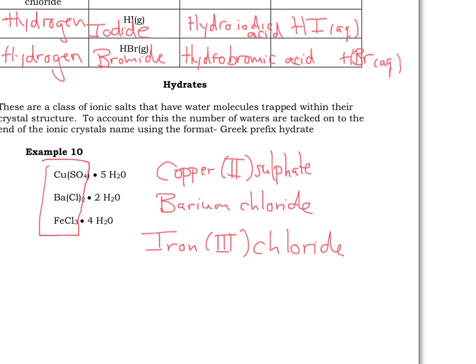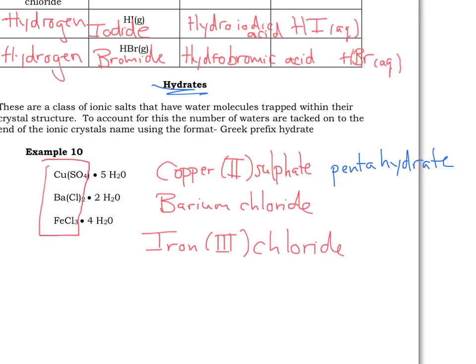Now I've already told you that these are called hydrates. What we're going to do now is account for the 5 waters. So we're going to use the Greek prefix for 5, which is penta, and the word hydrate for water. So I've got copper(II) sulfate pentahydrate.